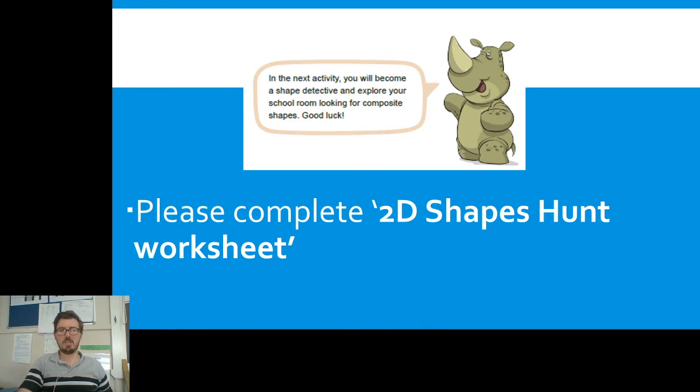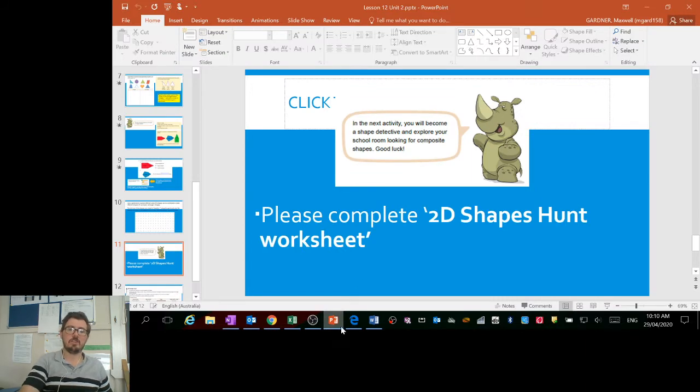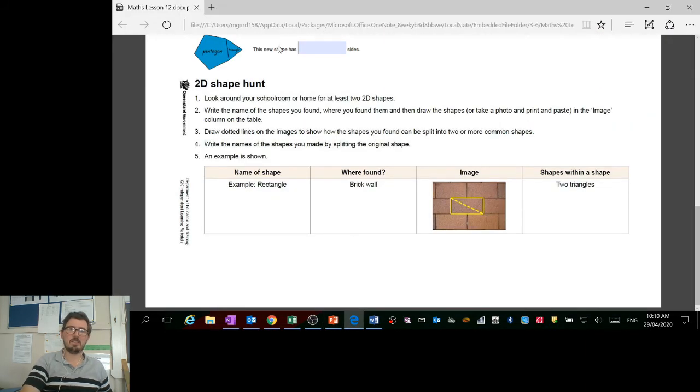Okay, now you need to do the final part, which is the 2 on your worksheet, which is the 2D shape hunt. So if I go into the 2D shape hunt, it's got a list of instructions. So it wants you to go around your house and look for at least 2 2D shapes. Write the name of the shapes that you found, where you found them, and draw the shapes.